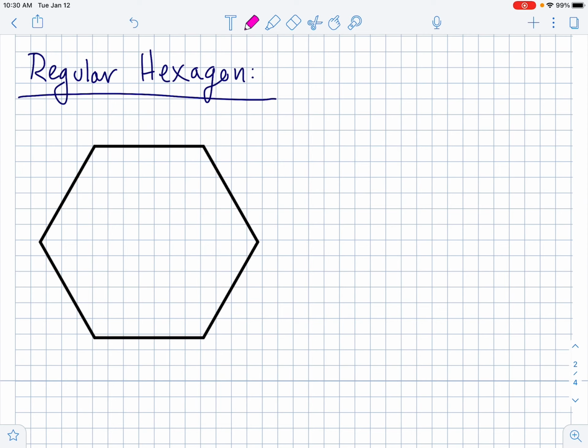Let's do it all again, but we're going to go a little bit quicker now that we're in the swing of things. This is a regular hexagon. Perhaps you've seen this in nature. Bees are a big fan of this one. There's a lot of symmetries with this one.